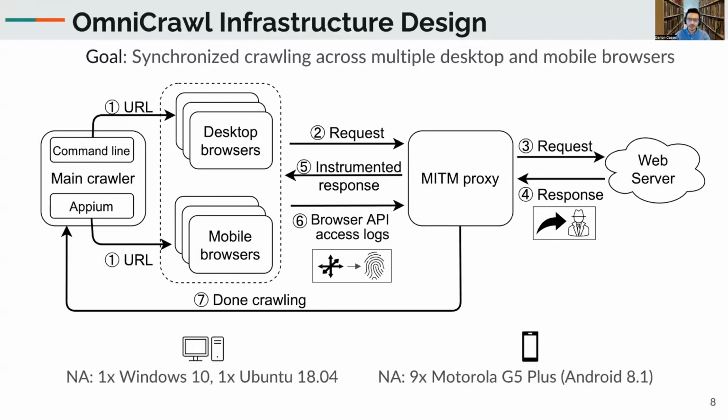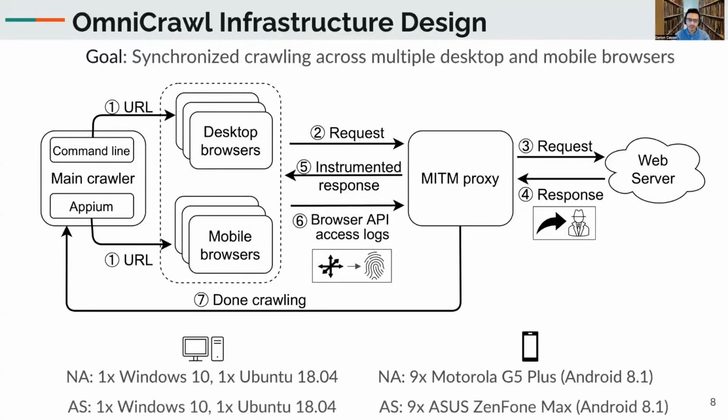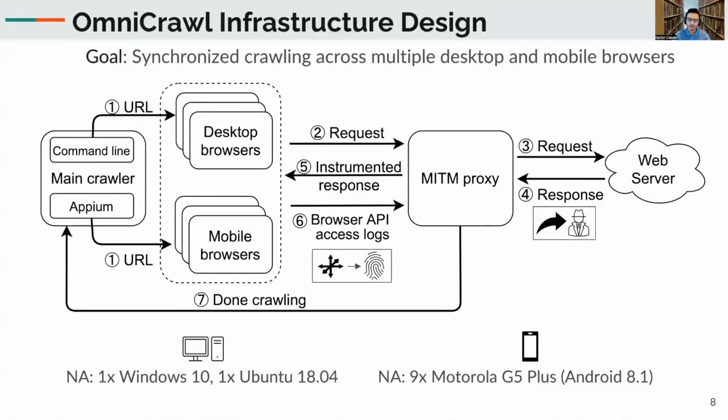We set up this infrastructure in North America across 2 desktop browsers and devices, as well as 9 Android 8.1 mobile phones, each running 1 browser. We also replicated the setup in Asia for a total of 42 browsers running across 22 physical devices. However, for the purpose of this talk, we'll be focusing on the results from the North American dataset.